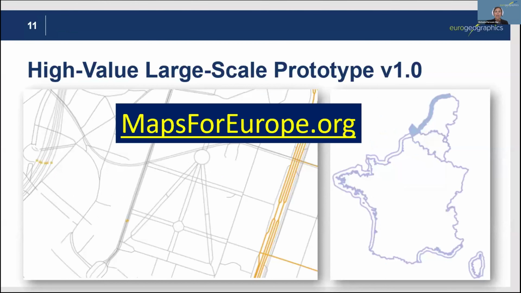Now, we already have the first version of this prototype on our interface. Go and take a look at it. We have 3 countries. You see them there. It's France, Netherlands, and Belgium. The 2 themes that are in the prototype right now are administrative boundaries and transport networks. We're currently gathering feedback to make the next version better, more user-friendly.